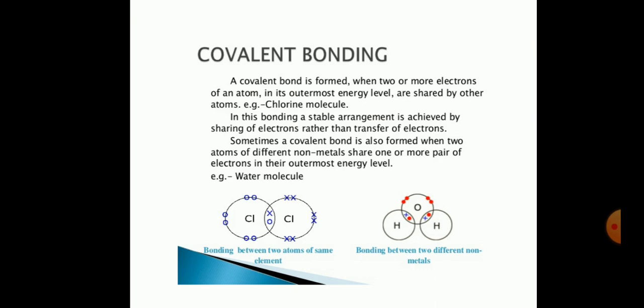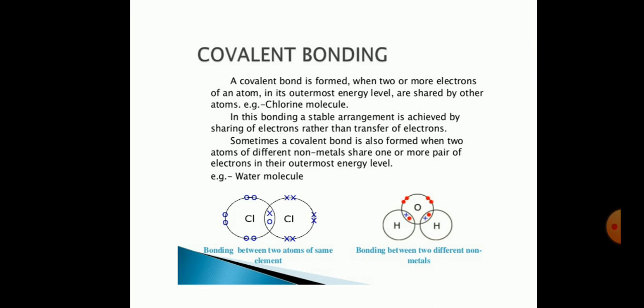A covalent bond is formed when two or more electrons of an atom in its outermost energy level are shared with other atoms. Example, the chlorine molecule, which is bonding between two atoms of the same element. In this bonding, a stable arrangement is achieved by sharing of electrons rather than transfer of electrons.